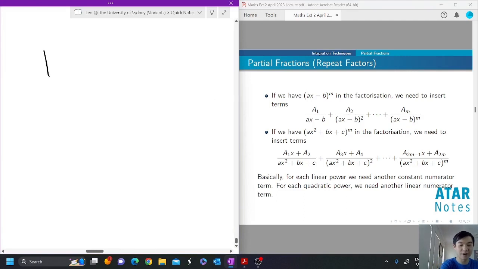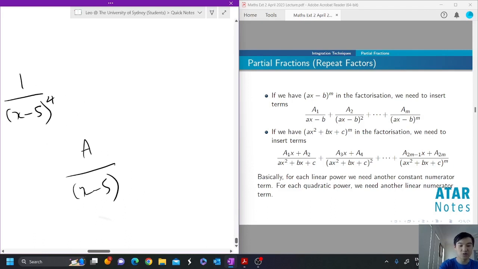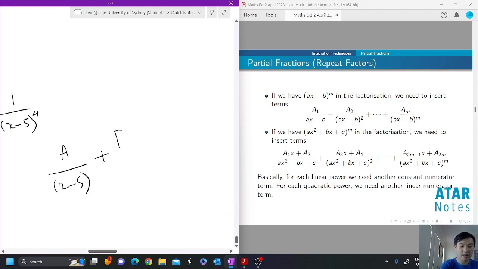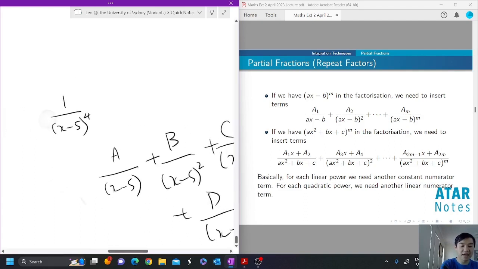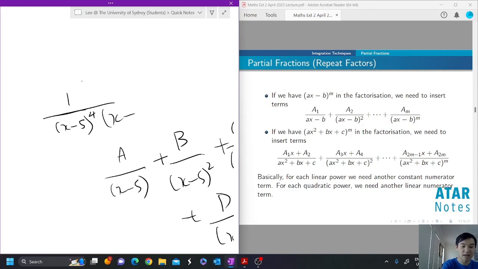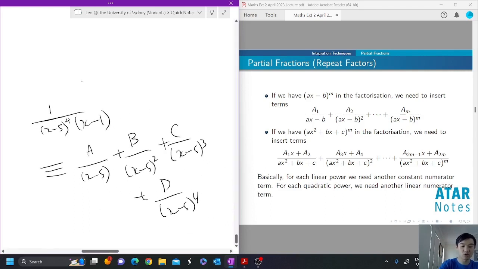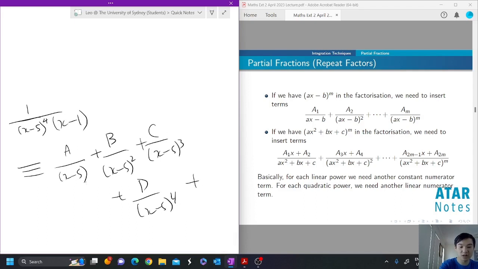What I'm saying is, if you have like 1 over x minus 5 to the power of 4, what you're going to have to do is, instead of just having a over x minus 5, you'd do a plus b x minus 5 squared plus c x minus 5 cubed plus d x minus 5 to the power 4. So if you had a situation where you had like in here x minus 1 or something like that, you would let this be identically equal to all of these 4 fractions plus an extra fraction to account for this factor here, like that.